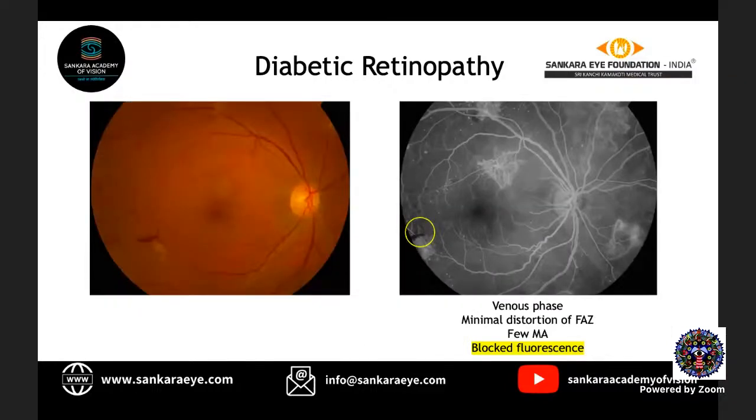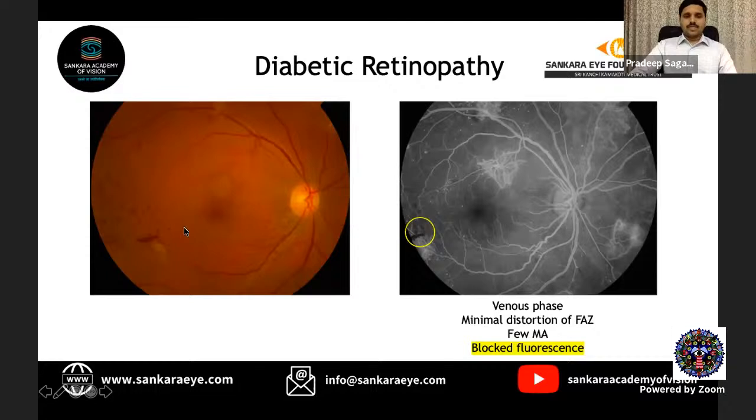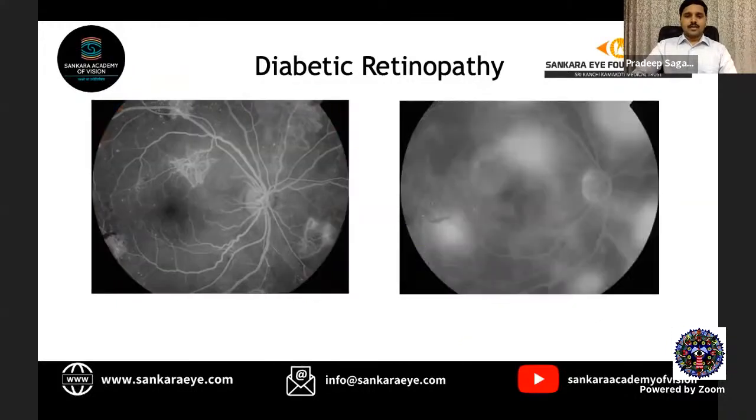So moving on to another case, here we can see that this is the color fundus photograph, which shows a streak pre-retinal hemorrhage and a few vascular abnormalities. On fluorescein angiography, this is the venous phase, where we can see that there is a minimal distortion of the foveal avascular zone, presence of few scattered microaneurysms, and blob fluorescence corresponding to the streak pre-retinal hemorrhage.